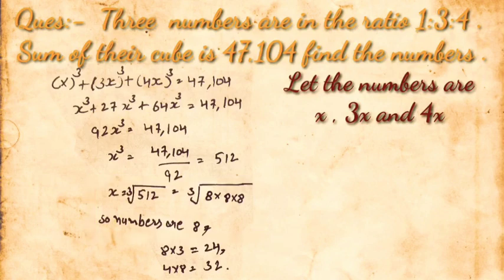And so the numbers are, the first number will be x only, that will be 8. Another number is 3x, 3 multiply 8, 24. And the third number will be 4x, 4 multiply 8, it will be 32. So the numbers are 8, 24 and 32, whose sum of their cubes is 47,104.